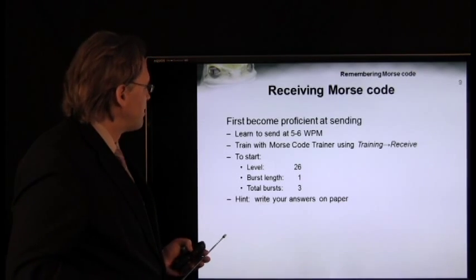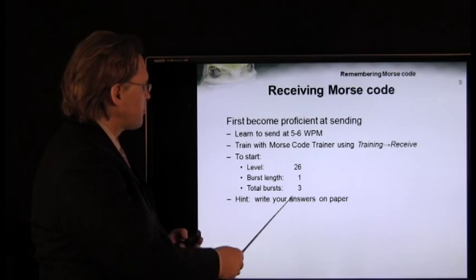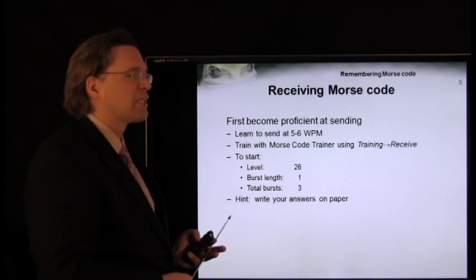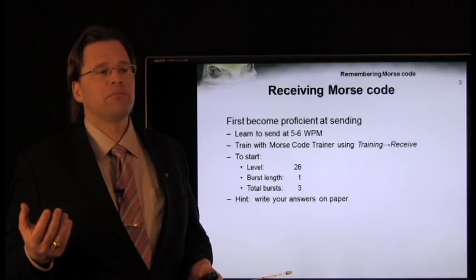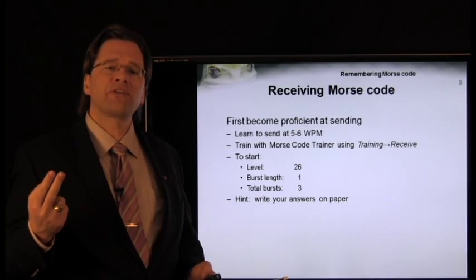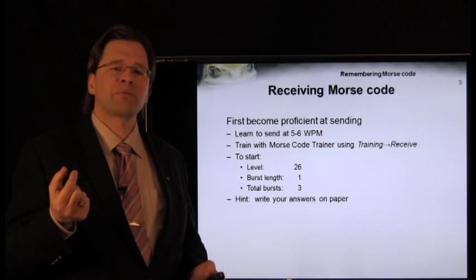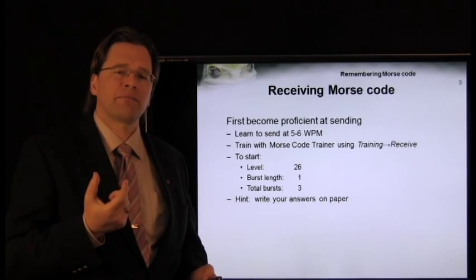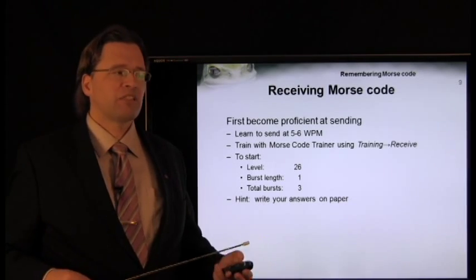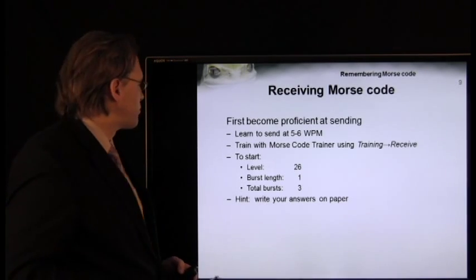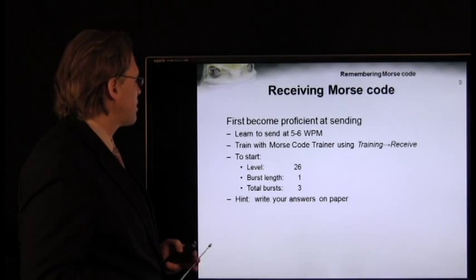If you want, you can then either increase the total number of bursts or increase the burst length. Increasing the burst length will then give you, say, 2 characters with an inter-letter spacing instead of an inter-word spacing. That will help you become more familiar with Morse code. As you become more and more proficient, you can increase both the burst length and the total number of bursts.